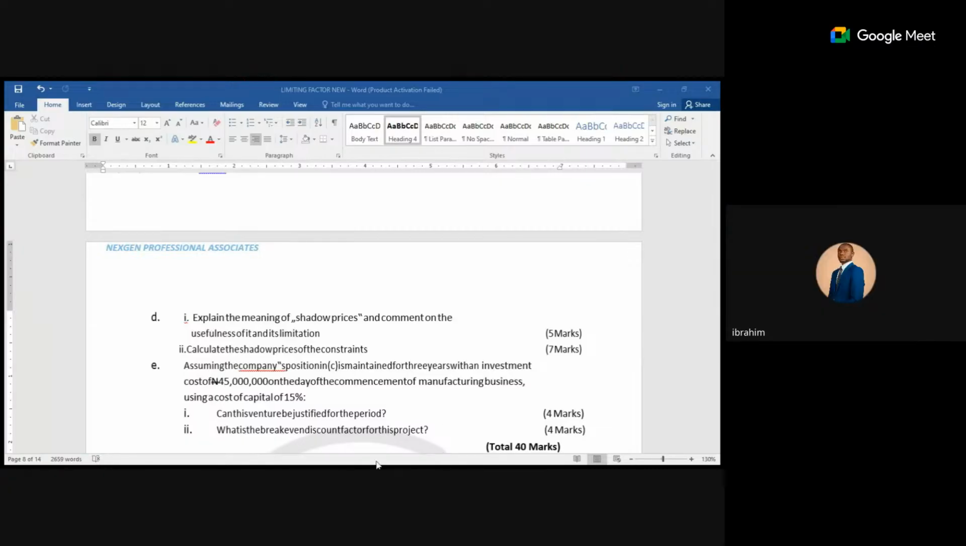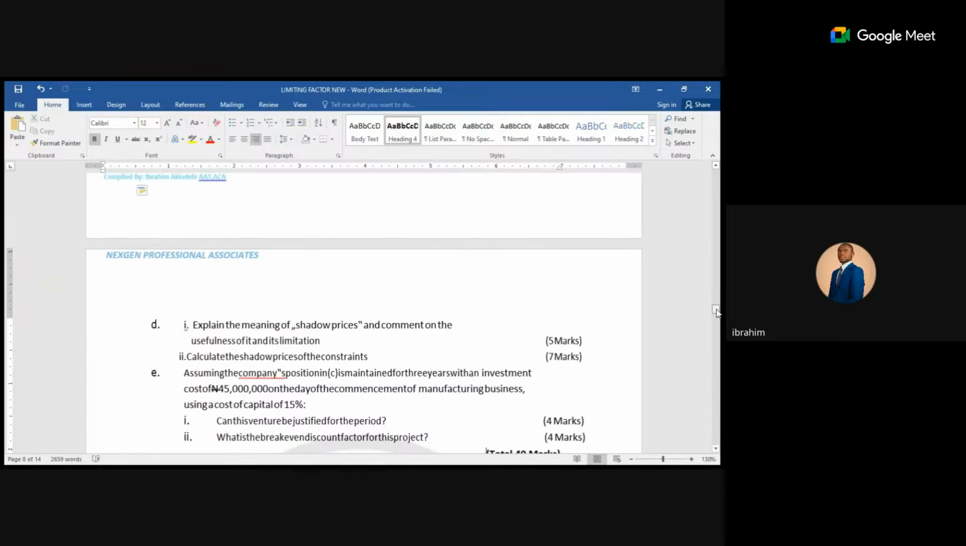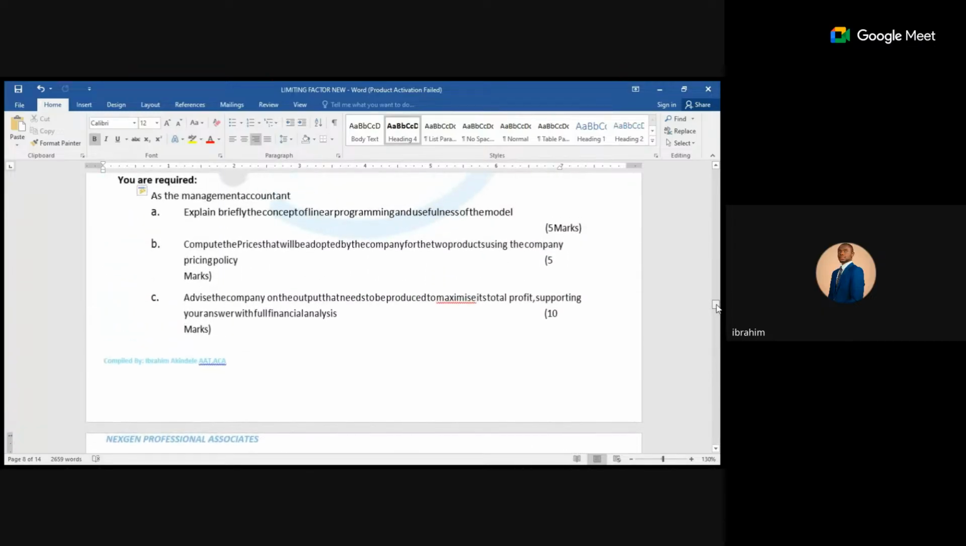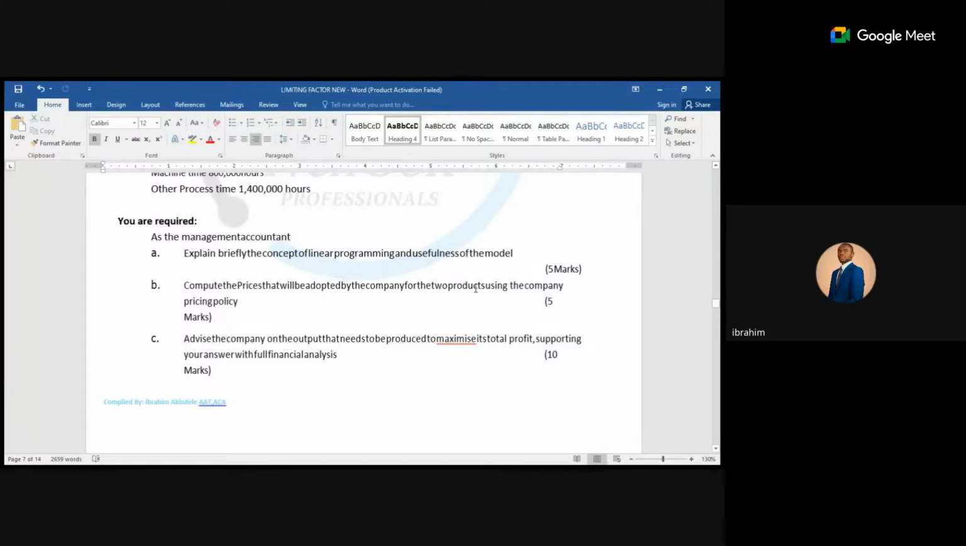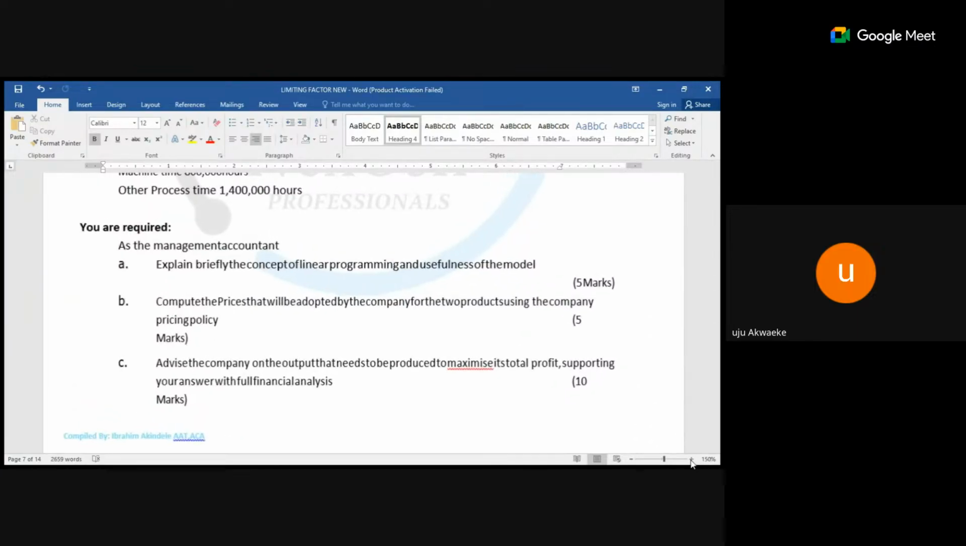Now, in today's class, who can explain shadow price? Before we quickly talk about shadow price, let us look at the required of this question. Please, can someone read the required? Required: as the management accountant, explain briefly the concept of linear programming and the usefulness of the model.